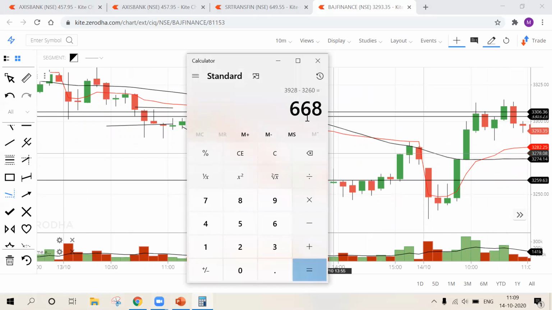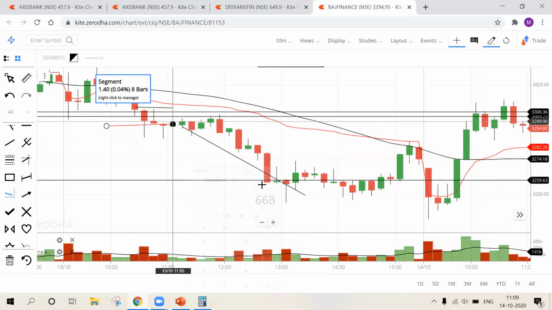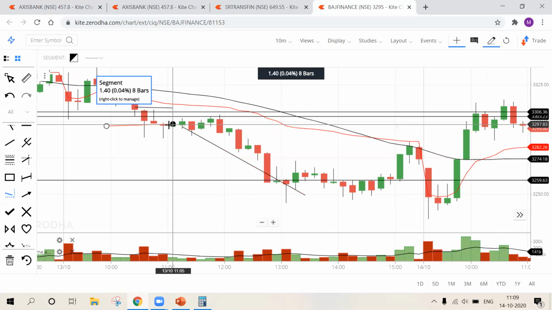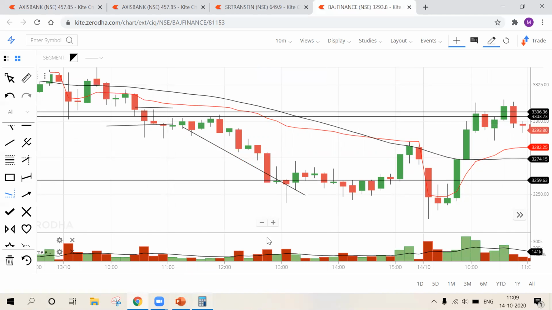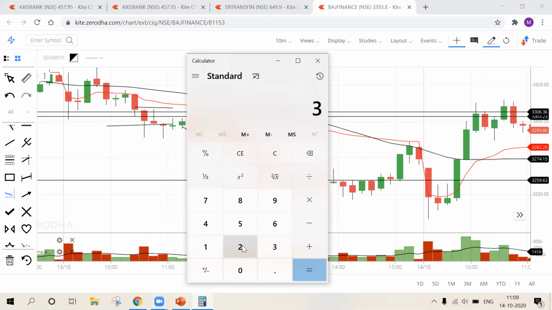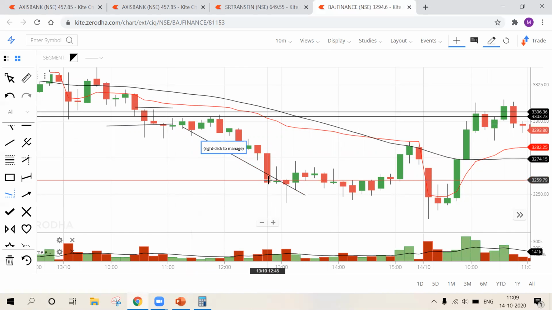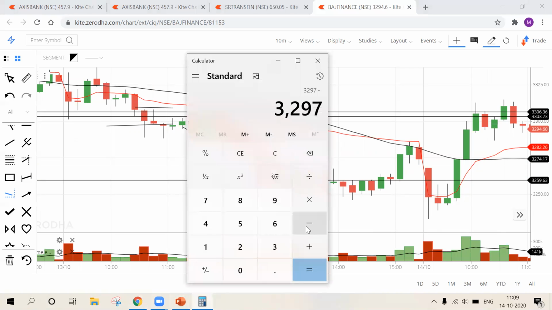3260 equal to 668 points. Seriously, did I enter right? Let me check. 3297. Entry point is 3297. 3297 minus target is 3259. Okay, 3259 or 3260, minus 3260. 37 points, sorry. Okay, we have got 37 points profit here.